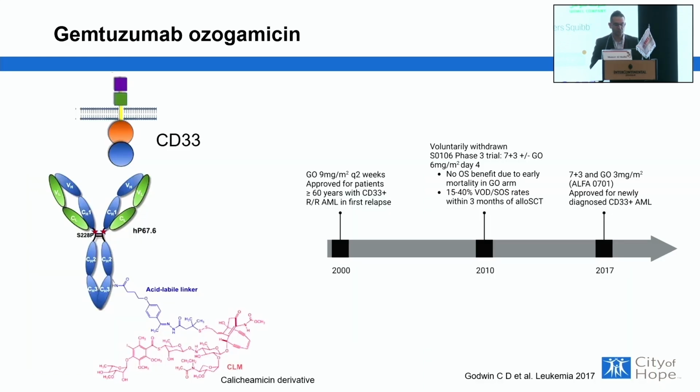So gemtuzumab is an antibody drug conjugate against CD33. It was first approved in 2000 and was withdrawn in 2010 based on reports of increase in VOD in patients treated with it. But in 2017, this was reintroduced with a lower dose based on the ALFA study.